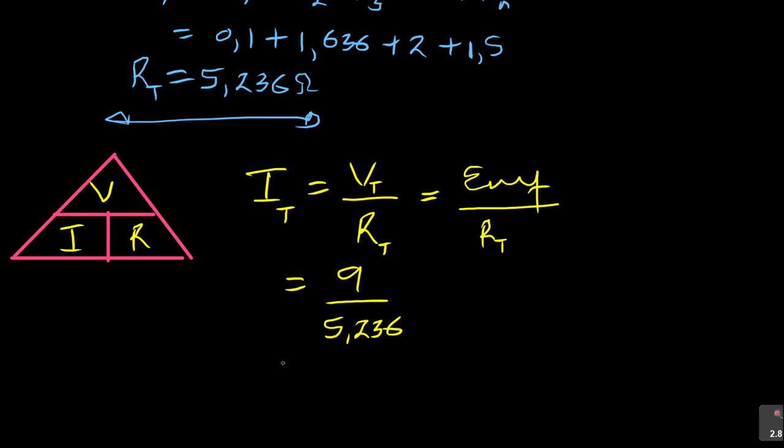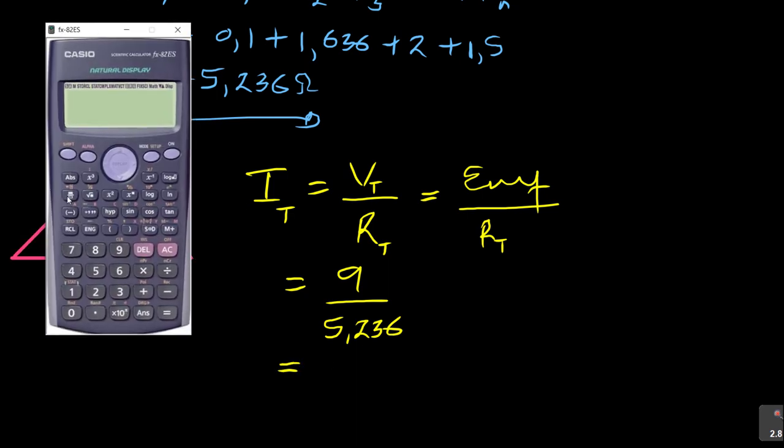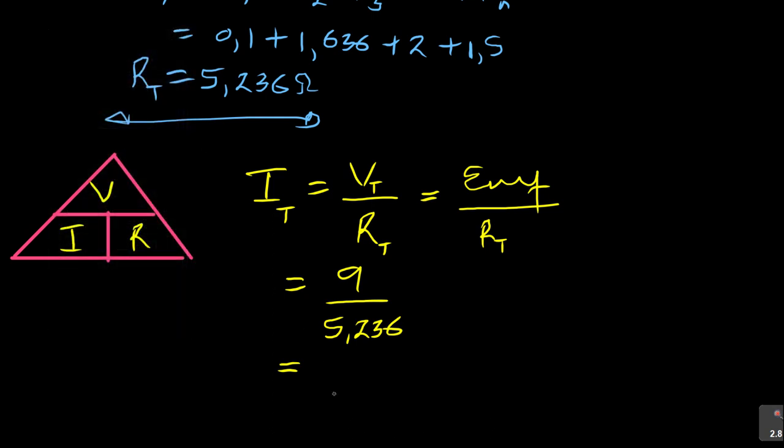5.236. Remember, from here you will get your total current. So it comes to 9 over 5.236, which is equal to the total current, 1.71869. Round off, shift setup, number 6, rounding off to 3 decimal places. Then it's 1.719 amps. Remember, current is measured in amps.